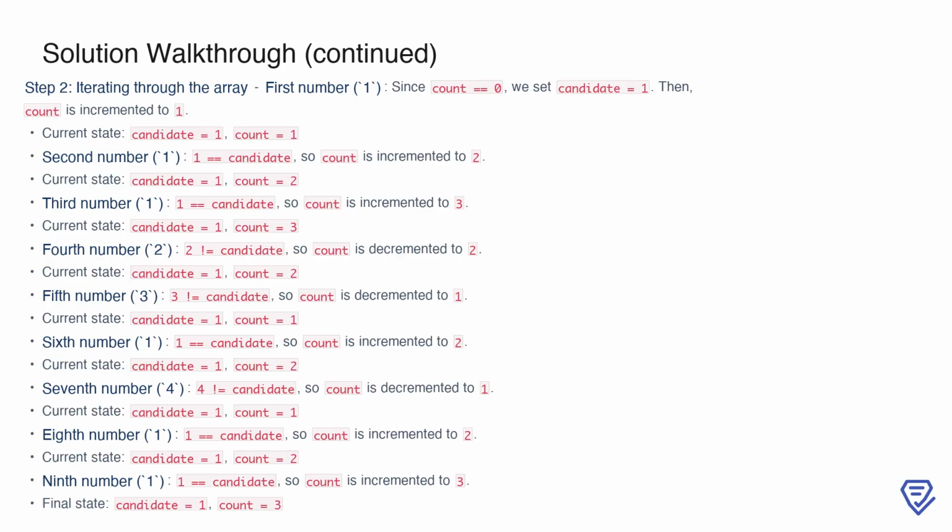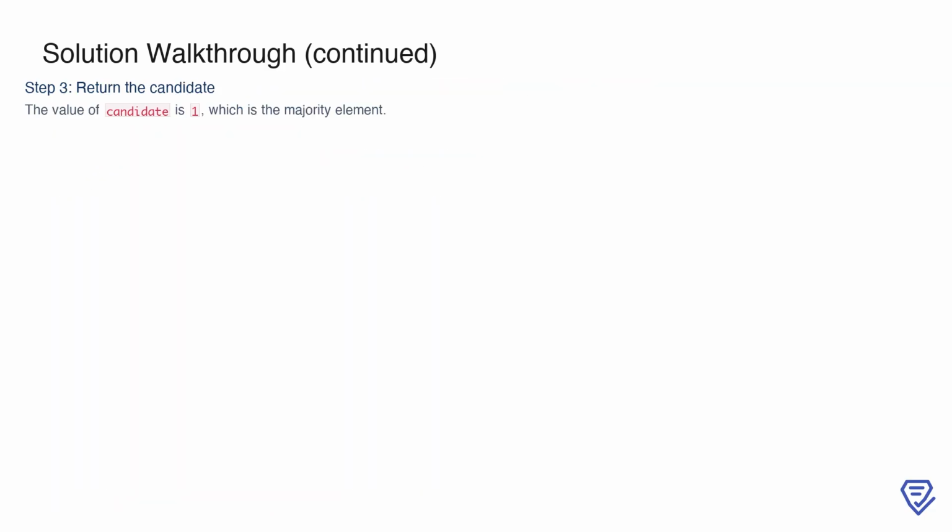At the end of the iteration, the candidate is 1 with a count of 3. After processing the entire array, the final state is candidate equals 1 and count equals 3. The algorithm then returns the candidate, which is 1, as the majority element. This demonstrates how the Boyer-Moore voting algorithm efficiently identifies the majority element by maintaining a single candidate and adjusting the count dynamically as we traverse the array.